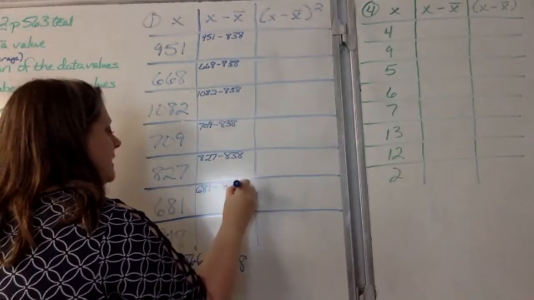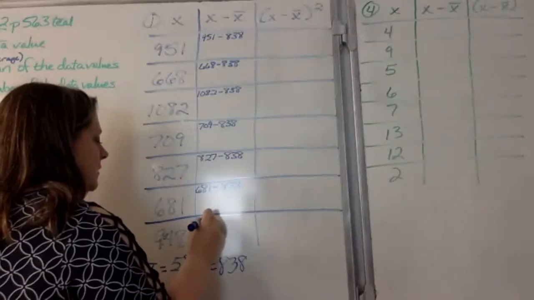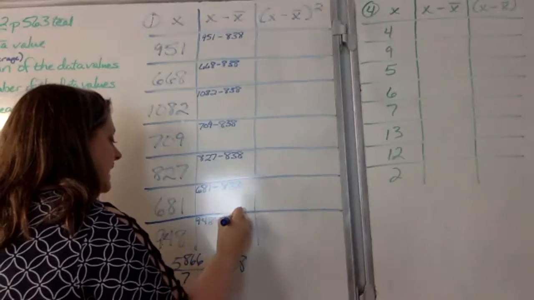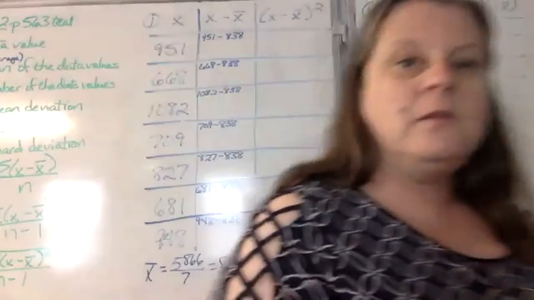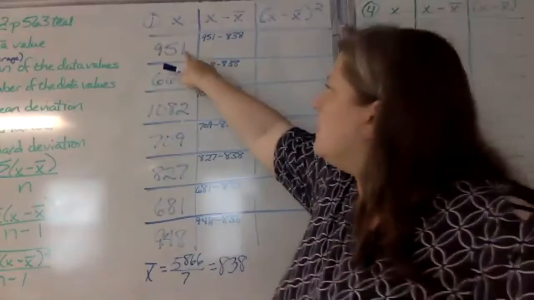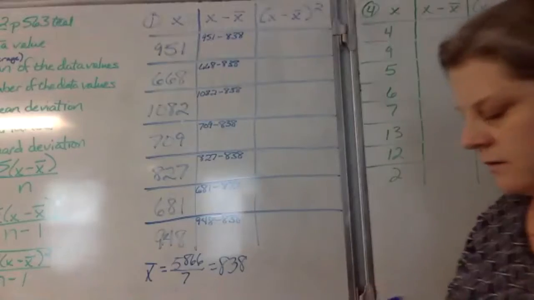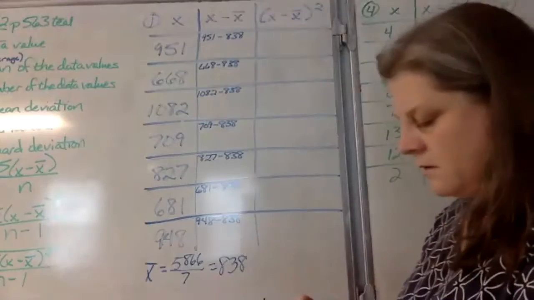Now I'm writing it in my little square just so you all know what I'm doing to get this answer. If you don't want to write it in your little square, you don't have to. You just know that you're taking this number minus 838 and every single one. So 9.